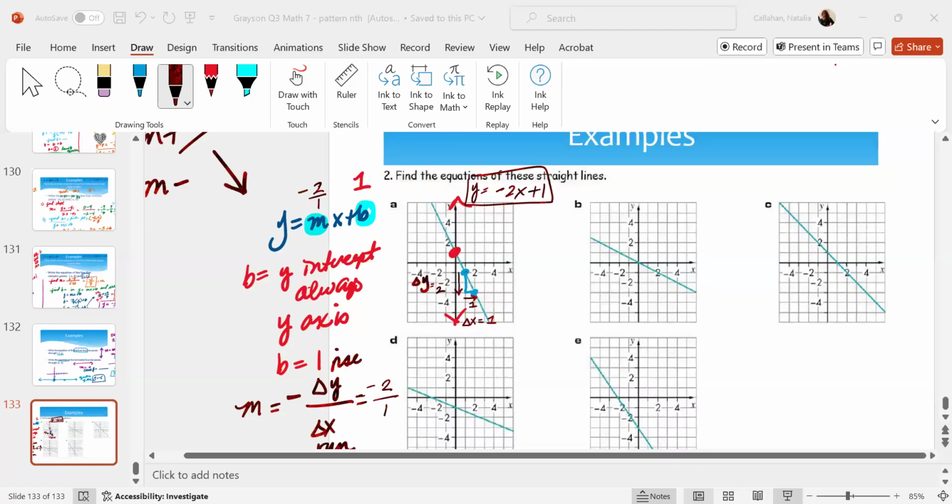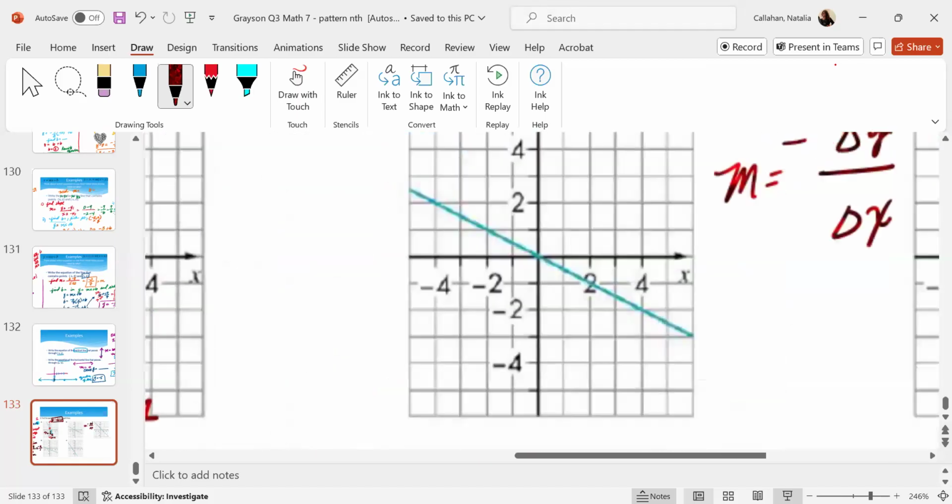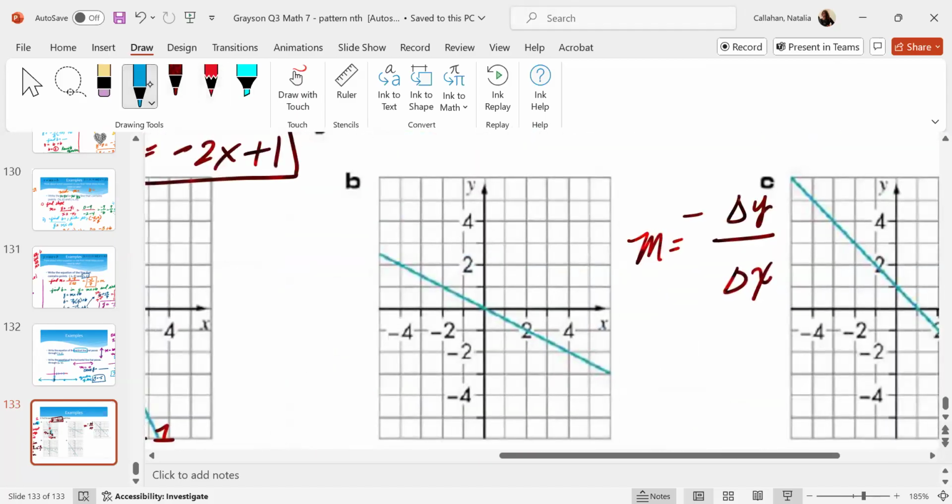Second equation. What is the slope? Is the slope positive or negative? Negative. Hey, remember, change in y over change in x, right? So the point that you pick has to be at a corner. Do you see how this point is at a corner? Do you see this point is at a corner? So draw your triangle. What is your change in y?